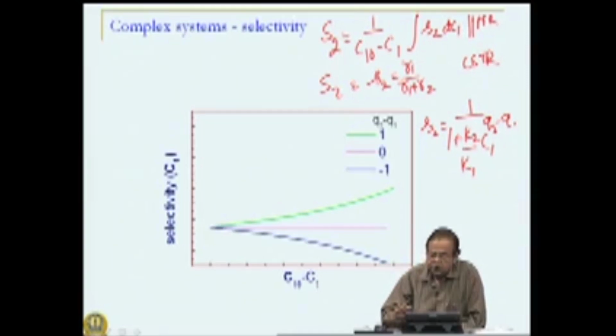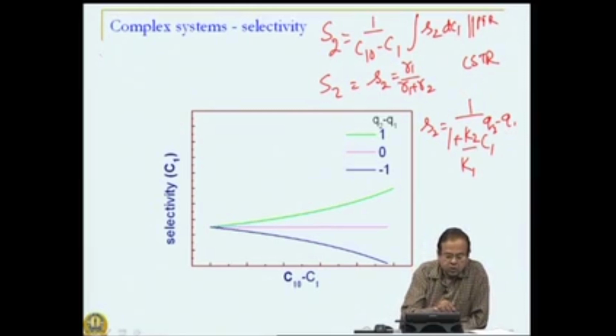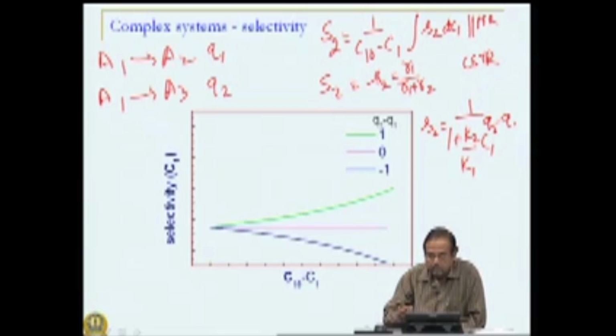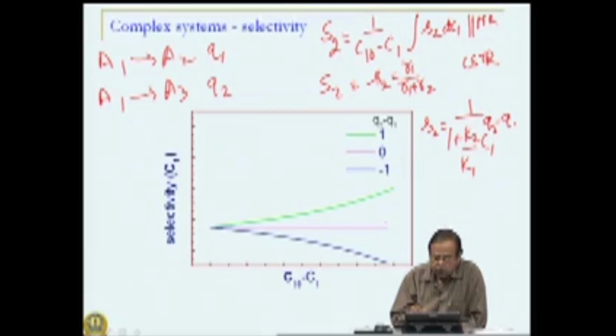The simplest case is when Q2 and Q1 are the same. That means the orders with respect to A1 going to A2 and A1 going to A3, these are the orders Q1 and Q2. If both are equal, then selectivity is independent of concentration, and that is represented by this violet color line when Q2 and Q1 are the same.